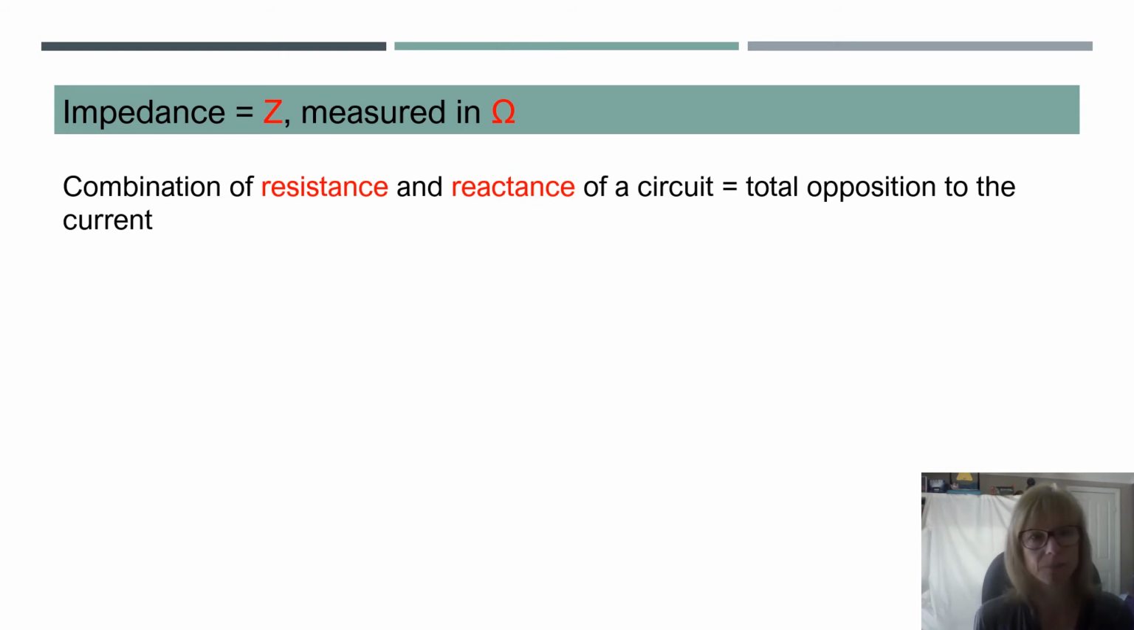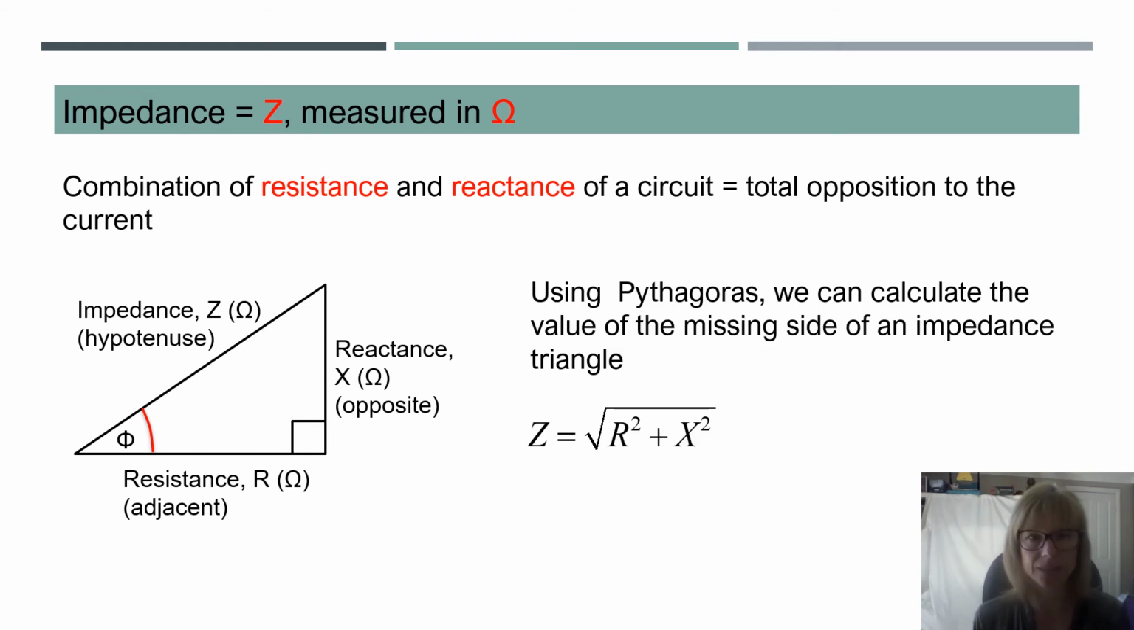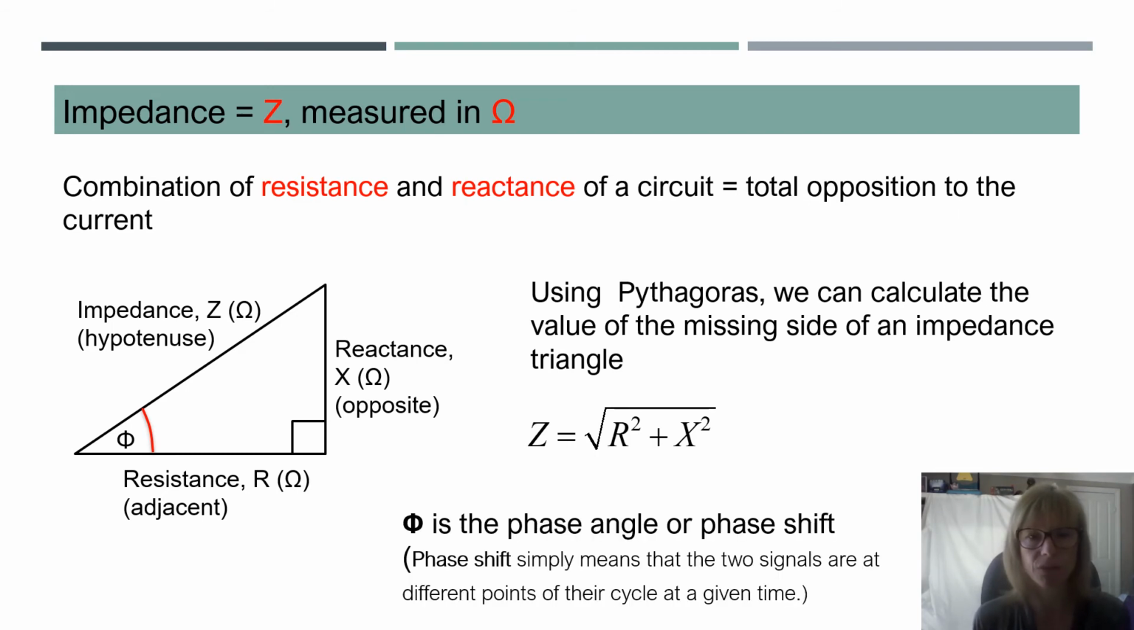So as a reminder, impedance is our Z, the letter Z, and it's measured in ohms. And it's a combination of the resistance and the reactance of a circuit. So it's the total opposition to the current. There's our triangle with our phase angle in place. And as before, just use Pythagoras to work out the missing figures. And we've got phi is our phase angle or phase shift.